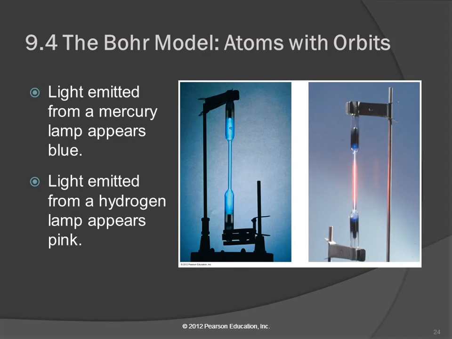The light emitted by different elements is different in color. So this is a picture of a mercury lamp, and it looks blue. It gives off blue light. This is a hydrogen lamp, and it gives off kind of a pinkish light. What did we learn about the differences in the colors of light? It reflects different wavelengths, right? And the wavelength is related to the energy.